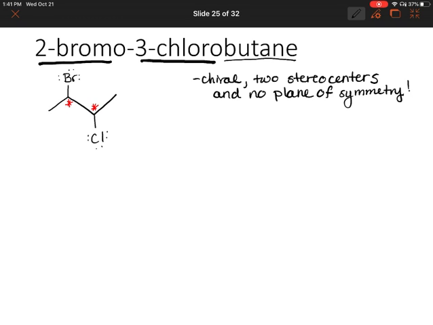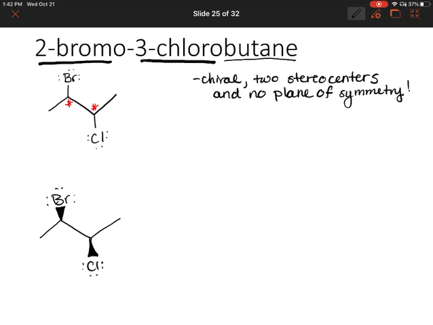Okay, so let's draw all of the different molecules here. So remember, if you have a stereocenter, you have 2 bonds that are in the plane of the paper, and then one that's in a wedge position and one that's in a dashed position. So let's just draw bromine in a wedge position and chlorine in a wedge position. We'll just do that to start.